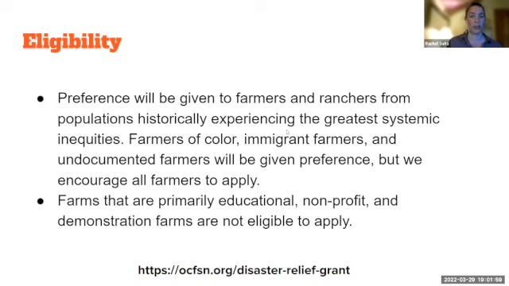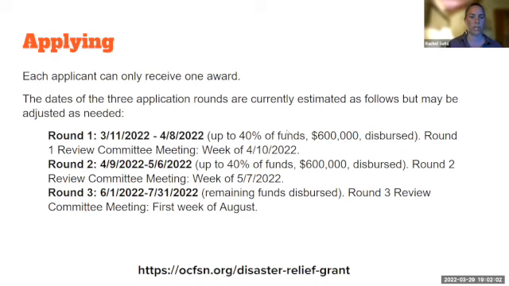So here's the explanation of the 3 different rounds. Round 1 is open. The way that this is structured is that 40% of the funds, so $600,000, will be dispersed in the first round, and then the same 40% in the second round, and then whatever is remaining for the third round. So there will be 3 rounds. We are hoping that round 2 and ODAP funds are open at the same time so that we can kind of coincide and encourage farmers to access the right pot of money for them.